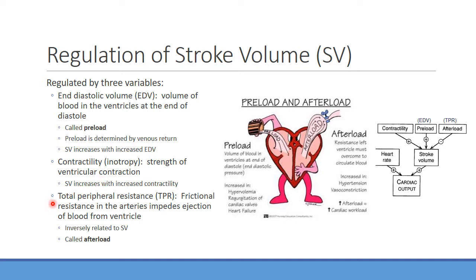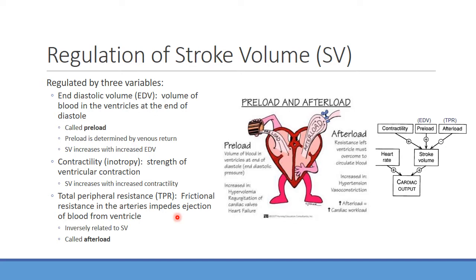And then finally, this third effect here, this is going to be your afterload. This is going to be total peripheral resistance, or TPR. It is going to be basically determined by your blood pressure, essentially, right? So this is the frictional resistance in the arteries that basically impedes that ejection of the blood from the ventricle. So you'll see usually the highest pressure is around the aorta, and if you have too high a pressure, you're going to impede that blood flow out of the ventricles, right, coming out of that semilunar valve.